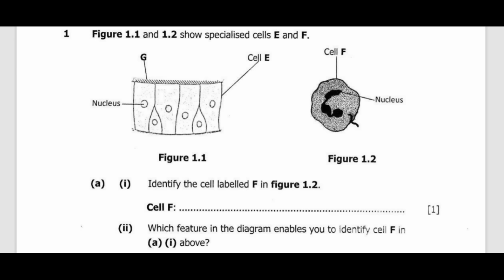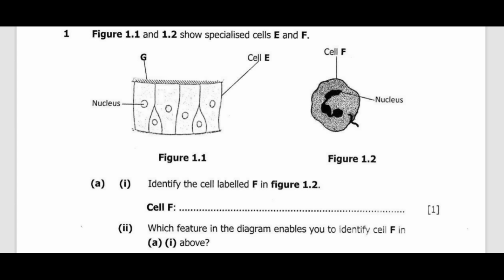Figure 1.1 and 1.2 show specialized cells E and F. Specialized cells are cells that now have their specific function. So now we need to identify these cells depending on their appearance. Let's look at question A, Roman number 1. Identify cell F in figure 1.2.